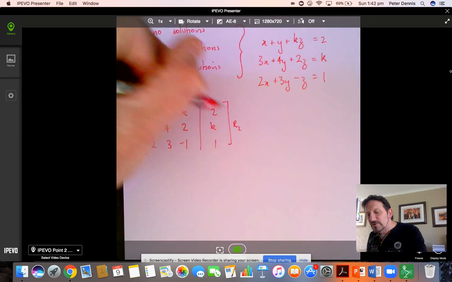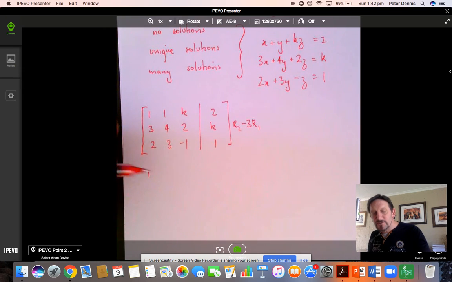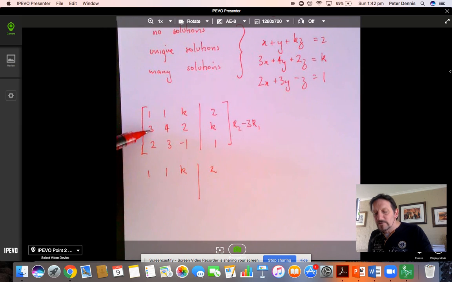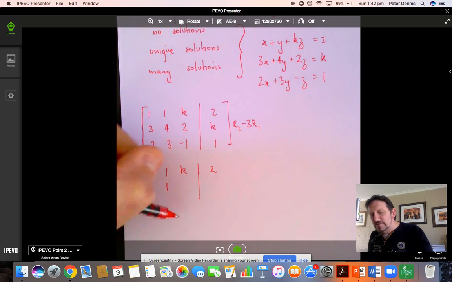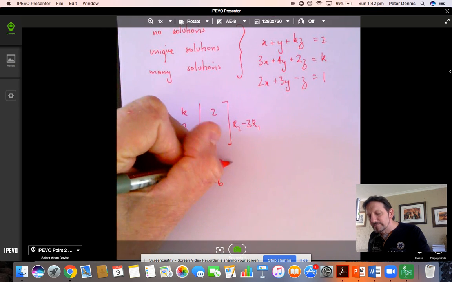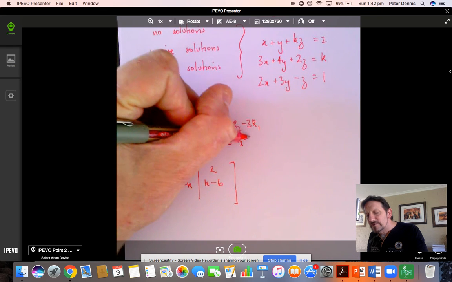So row 2 is going to be row 2 minus 3 lots of row 1. So we're not going to touch this top row. So row 2 minus 3 lots of that is 0. 4 minus 3 lots of that is going to be 4 minus 3. 2 minus 3 lots of that is going to be 2 minus k. K minus 3 lots of that is going to be k minus 6. And what's the last one going to be? It's pretty much the same. It's going to be row 3 minus 2 lots of row 1.